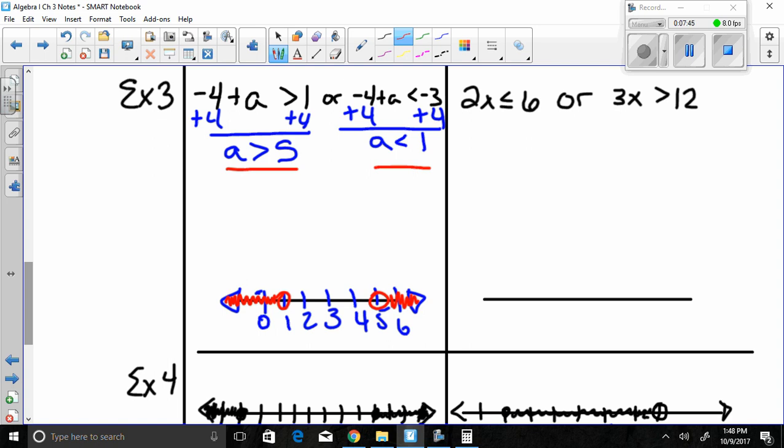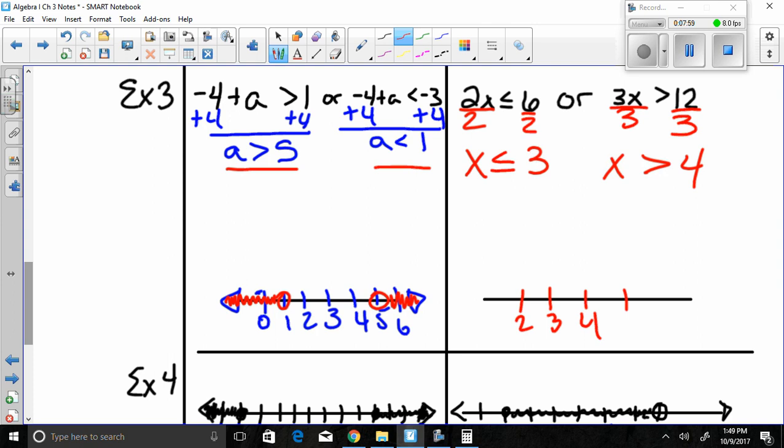Here's another one. Divide by 2, so we solve. So x is less than or equal to 3. Divide by 3. X is greater than 4. We have two numbers here. 2, 3, 4, 5. We have a closed dot on 3. Open dot on 4. So x is greater than 4. Shade to the right. X is less than or equal to 3. Shade to the left.